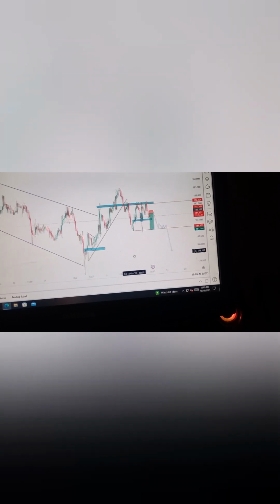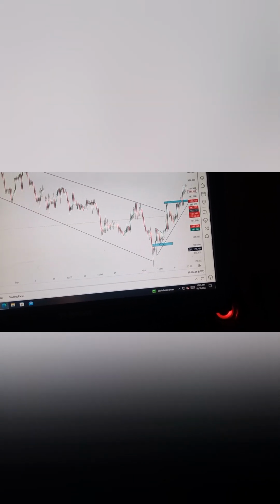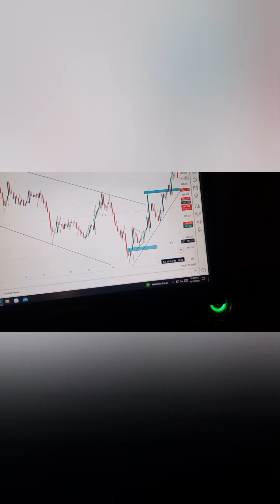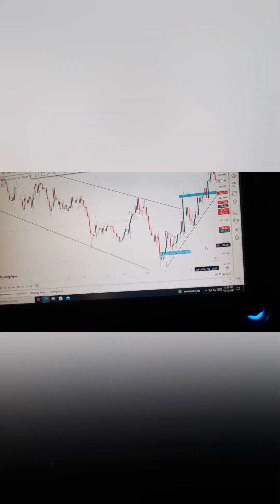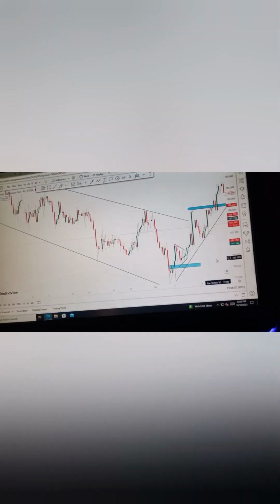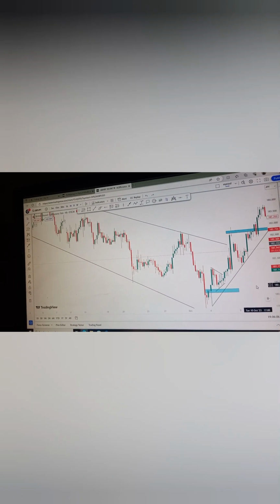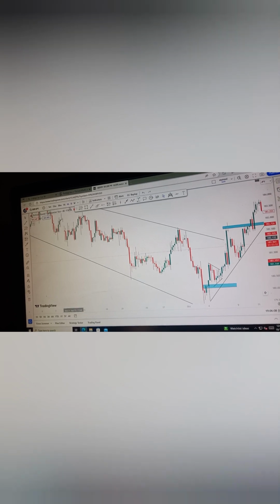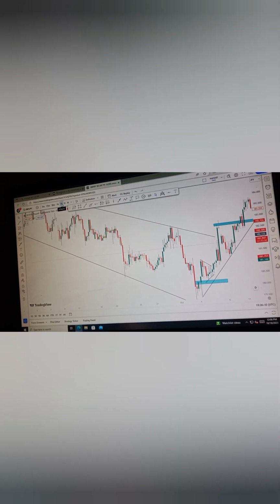So let me just remove this. Just remove that moving average, clear it, take away all that noise. So yeah, as you can see here. Right, so what happened here is, this is on the 4 hour, right? As you can see there. This is on the 4 hour.